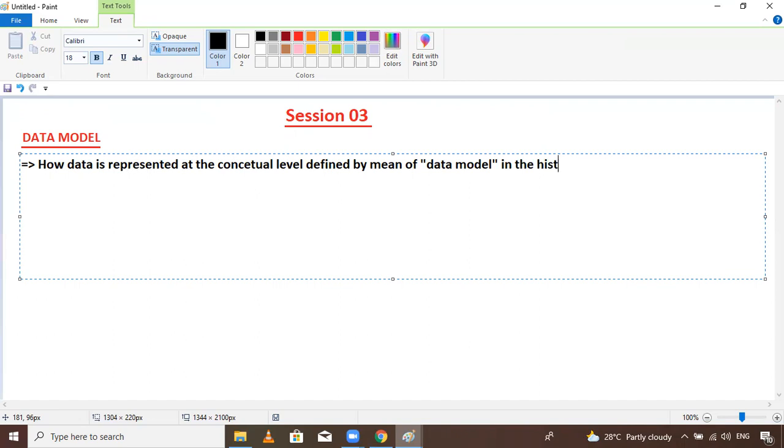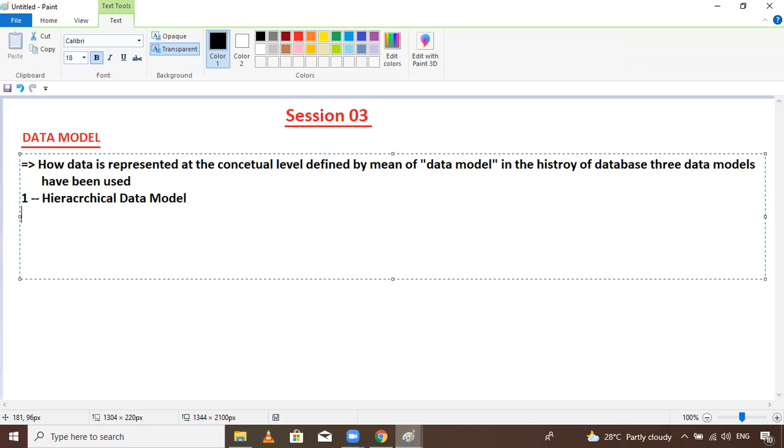In the history of database, three data models have been used. What are the three data models? First one is the hierarchical data model.